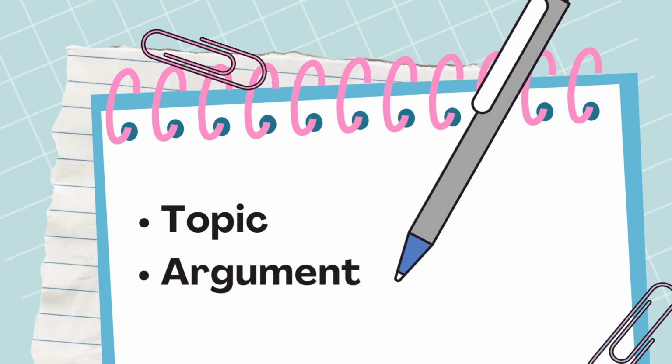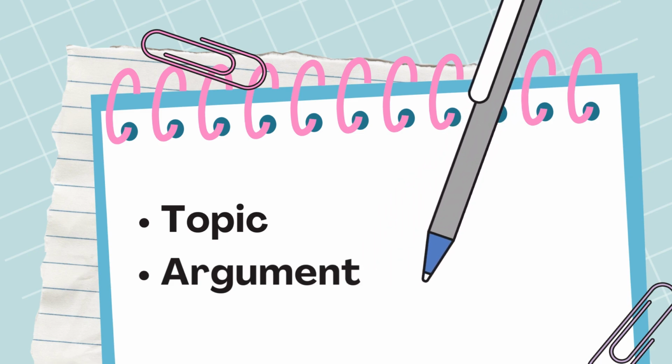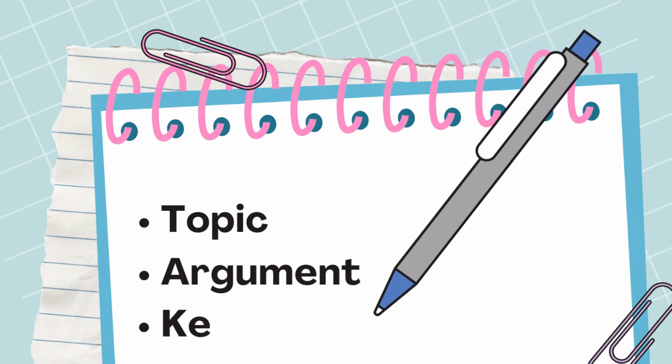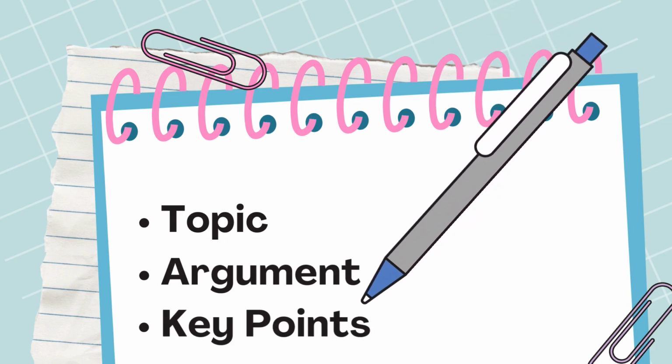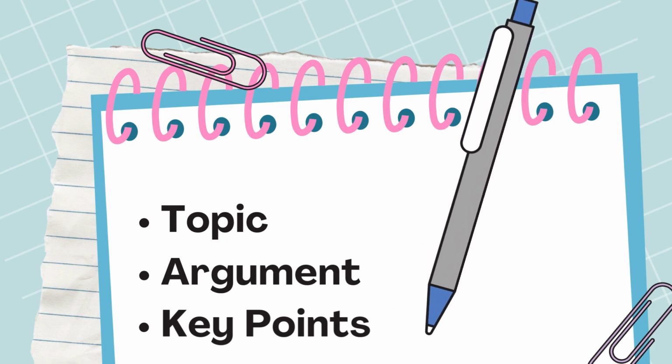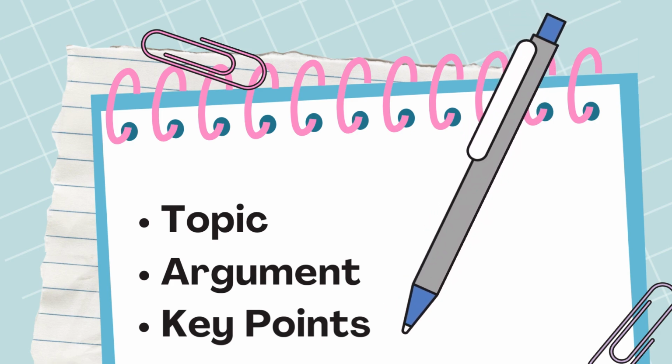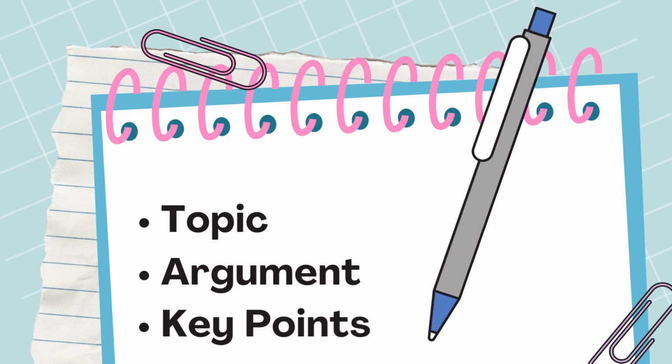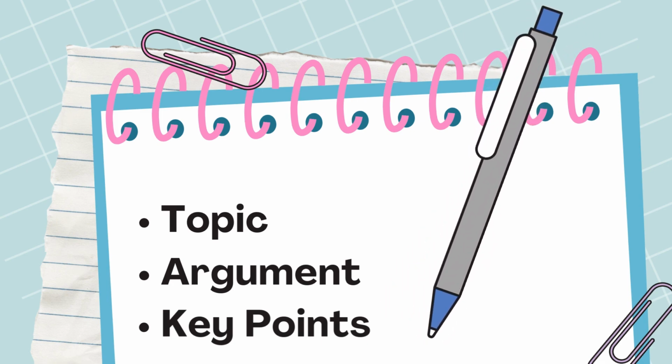Second is your argument. Clearly state your position or main argument about the topic. And third is your key points, probably the most important part of your thesis statement. You should list 2 or 3 key points that support your argument. These points will specifically list how you will prove your argument.